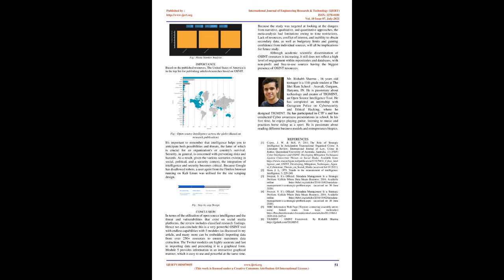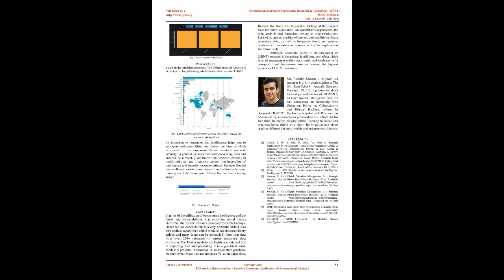Fig, open source intelligence across the globe, based on research publication. It's important to remember that intelligence helps you to anticipate both possibilities and threats, the latter of which is crucial for an organization's or country's survival. Security, in general, is concerned with preventing risks and hazards. As a result, given the various scenarios existing in social, political, and a security context, the integration of intelligence and security becomes critical. Because Google has disallowed robots, a user agent from the Firefox browser running on Kali Linux was utilized for the site scraping design.